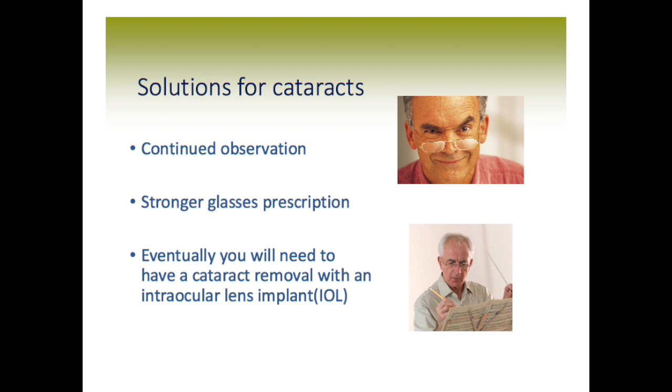So when you have a cataract, at first we just observe it, and with an early cataract we just do a regular eye exam once a year and check that. Sometimes we'll be changing the eyeglass prescription, and eventually cataract surgery will be needed to be done.